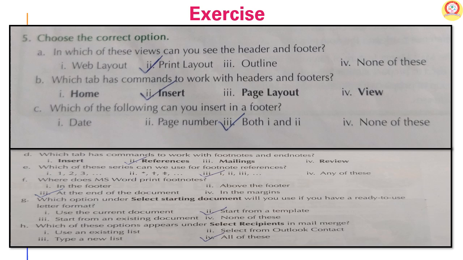Which option under select starting document will you use if you have a ready to use letter format? So it's 1, use the current document, 2, start from a template, 3, start from an existing document, 4th none of these. So it's second, start from a template. Now the last one, H. Which of these options appears under select recipients in the mail merge? 1, use an existing list, 2, select from Outlook contacts, 3, type a new list, 4th all of these. So it's 4th, all of these.